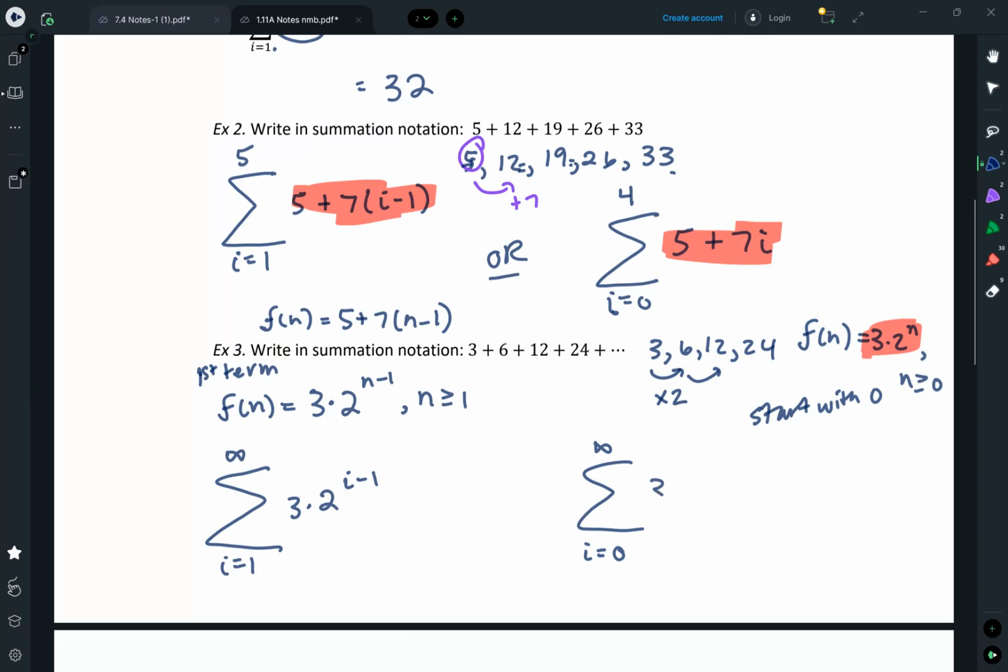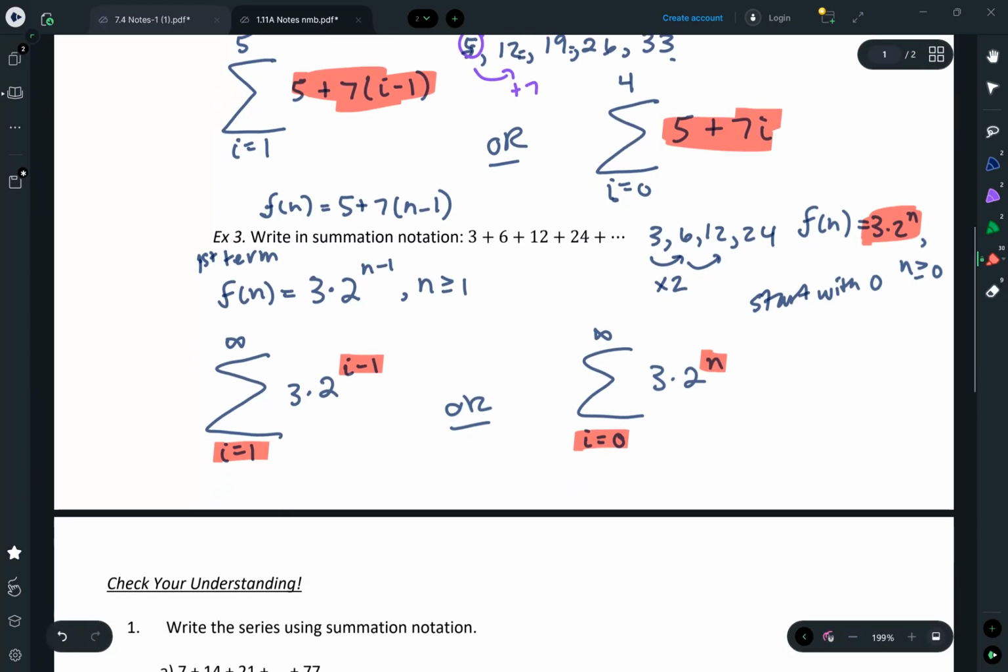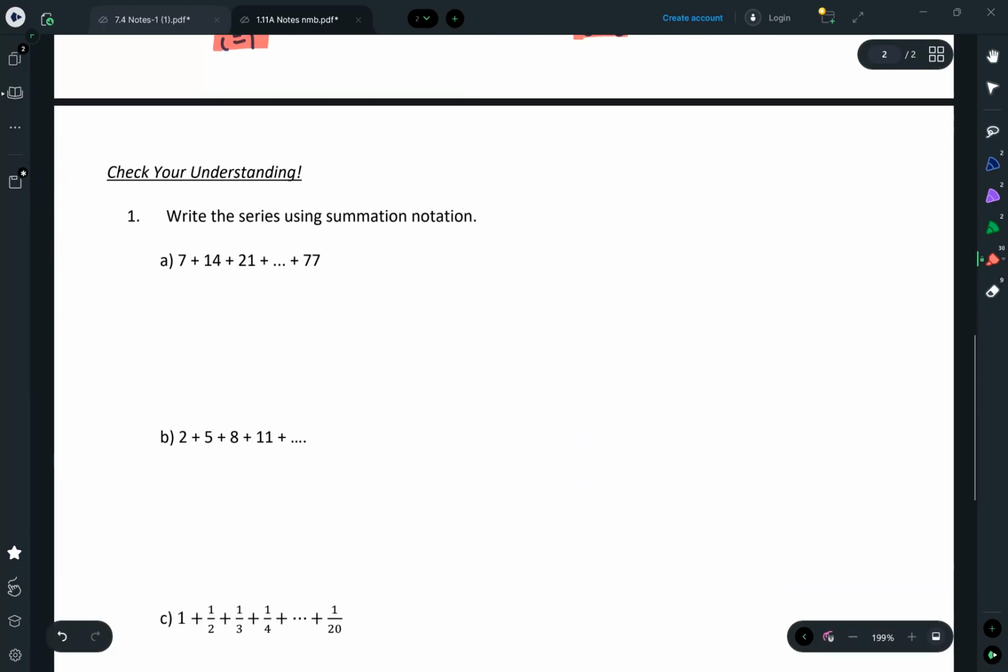So this is going to be 3 times 2 to the nth power. You do not have to do 2 answers. You just have to do 1. So I know when I'm checking this that if you have an i minus 1 here, you should have an i equals 1 here. If you have an n here, you should have an i equals 0 here. So your things should agree, right? They should match. But I don't care which way you do it.